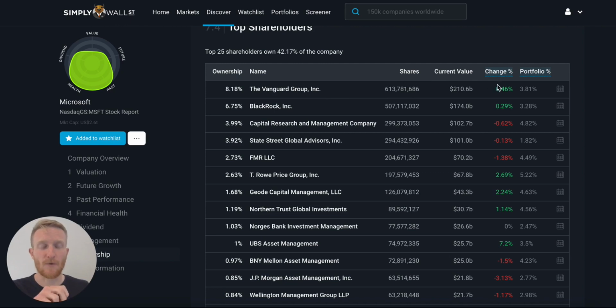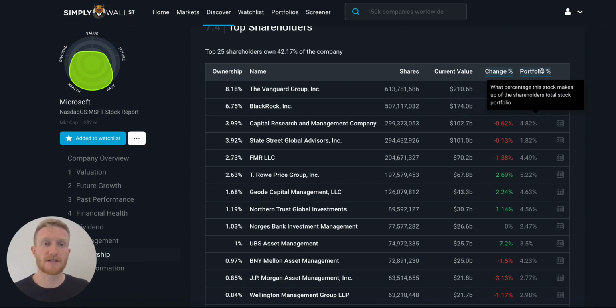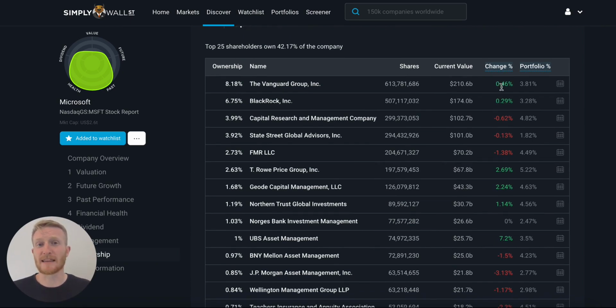But a really key takeaway is to look at the change. So this is the amount of shares bought or sold by that particular shareholder over the last 2 reporting periods and how much this stock makes up as a percentage of their total stock portfolio. And you want to keep an eye on and just basically see if there's been any large changes here. So if there's been any sales of like 5%, 10%, 15%, any big movements in how much they own in the stock.